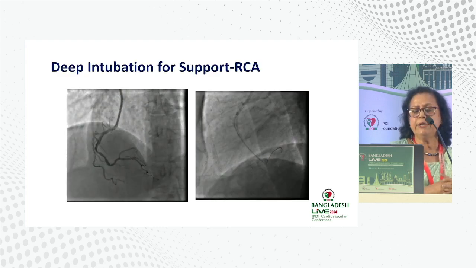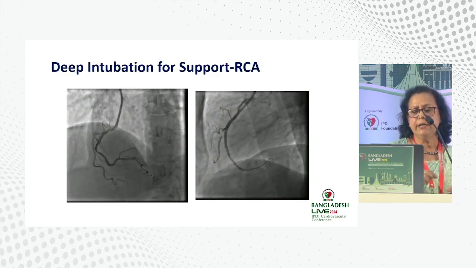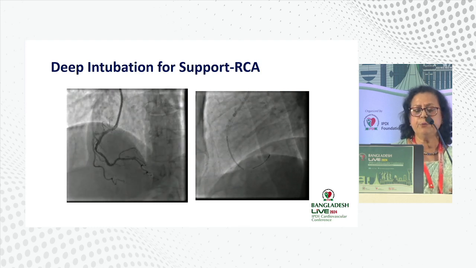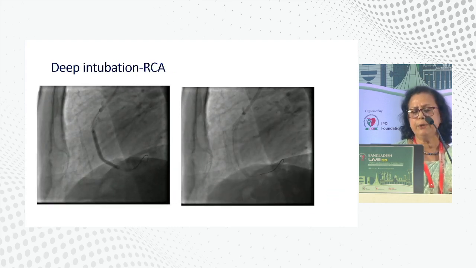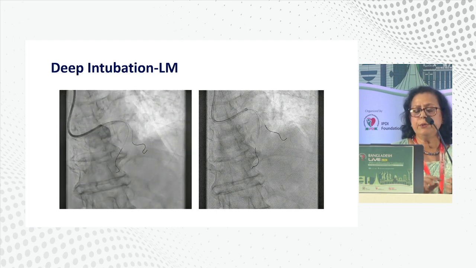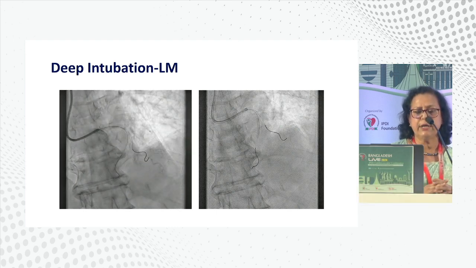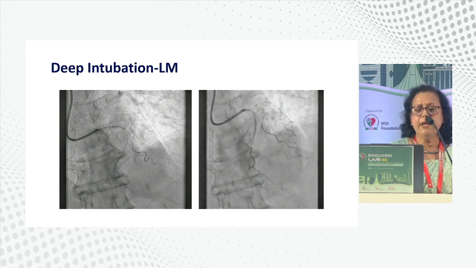And this is an example of deep intubation. It is the right coronary artery. There is a distal lesion. We deeply intubated the right coronary guiding catheter to have support and did the angioplasty. And this is an example of deep intubation of the left main coronary artery. A 22-year-old female patient presented with acute myocardial infarction. We were doing the PTCA, but because of the tortuosity of the radial and brachiocephalic artery, we could not stabilize the guiding catheter. Then we deeply intubated the guide catheter into the left main coronary artery and did the angioplasty.